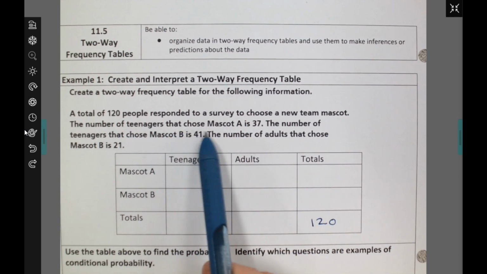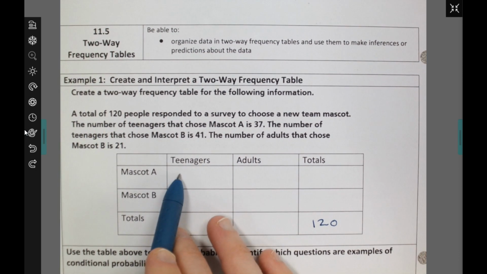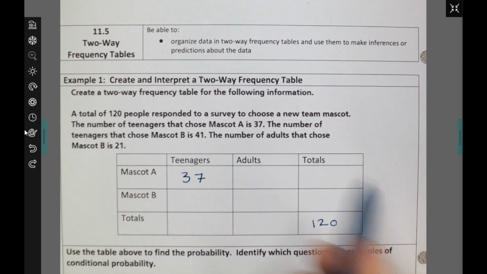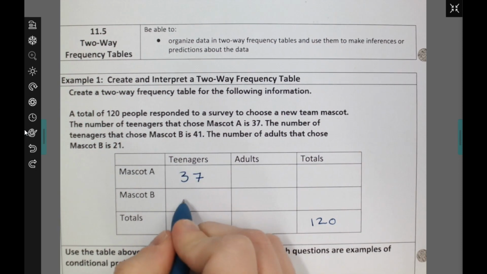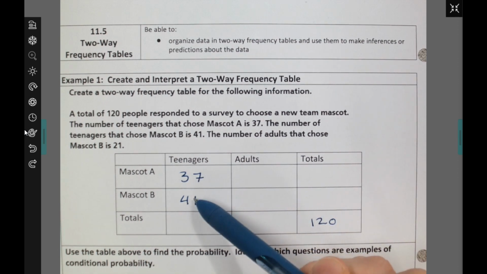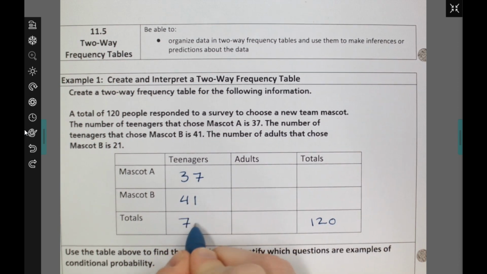Moving along, it says the number of teenagers that chose mascot A is 37. So I'm going to go to teenagers. Mascot A is going to be this top left cell, so that's 37. Number of teenagers that chose mascot B, so teenagers, mascot B, right here, 41. Now, we know that the total amount of teenagers is going to be these two cells added together. So 37 plus 41 gives me 78 total teenagers in this survey that they ran.